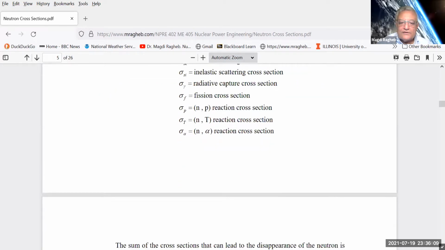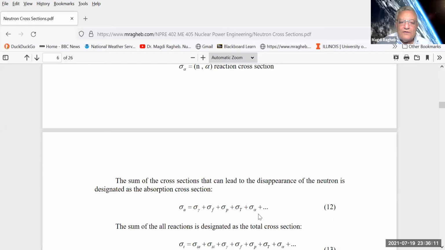We group together the sum of the radiative capture, where a neutron is absorbed and a gamma photon is emitted, when fission occurs, when an (n,p) reaction, (n,t) or (n,alpha) reactions occur. All these reactions lead to the disappearance of the neutrons. So when we group those together, we call them the absorption cross-section.